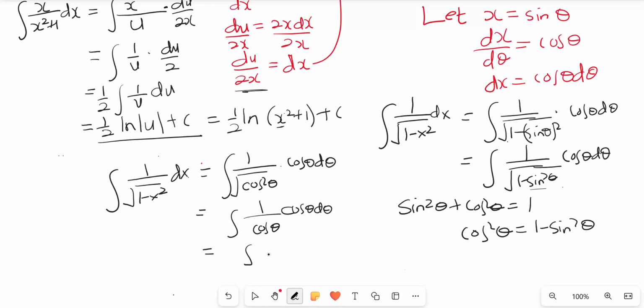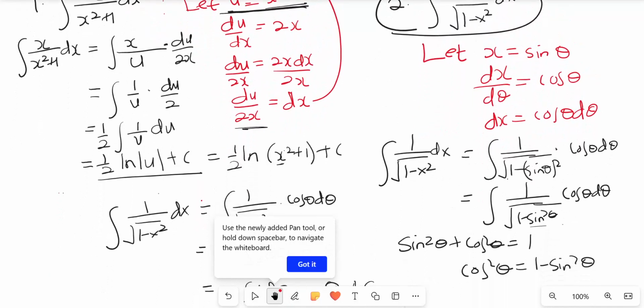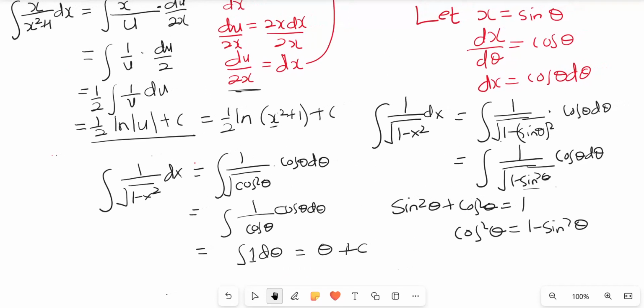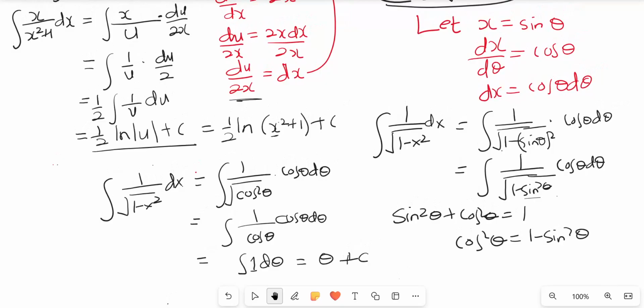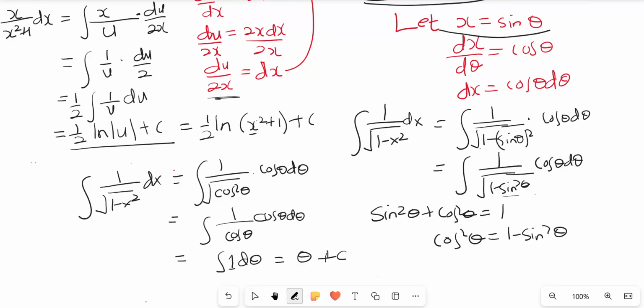So in the end, we are just integrating d theta. That is just like integrating 1 in the theta world, and that should be equal to just theta plus c. But the original integral was in terms of x, and our answer is in terms of theta. So we have to move away from the theta world into the x world, and we can do that by recognizing that x was equal to sine theta.